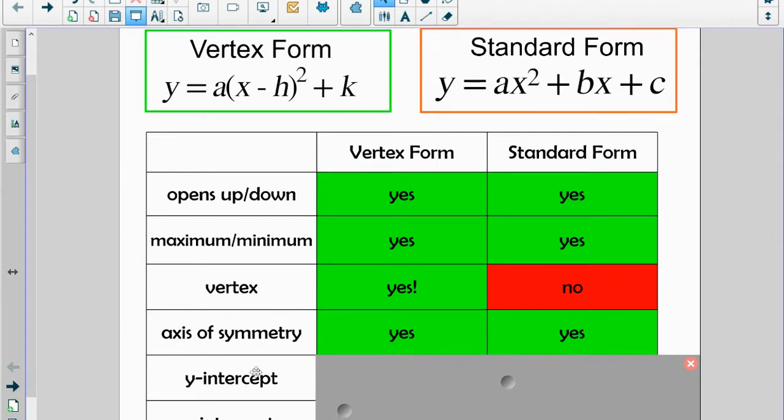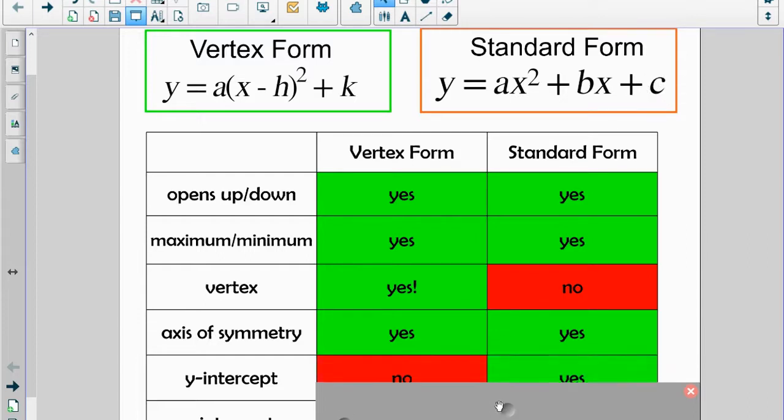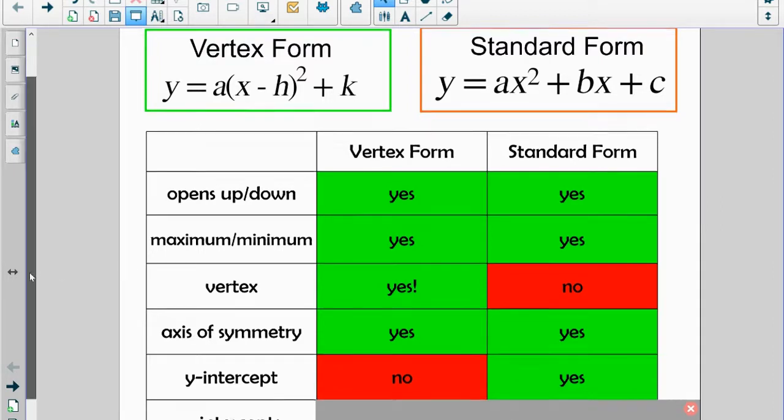And the y-intercept is one that really only works in one of the forms. None of the numbers in vertex form will give you the y-intercept, again, the value where the parabola crosses the y-axis. However, in standard form, it is always this number at the end. It's the c in the equation in standard form. So you can find the y-intercept in standard form, but not in vertex form.